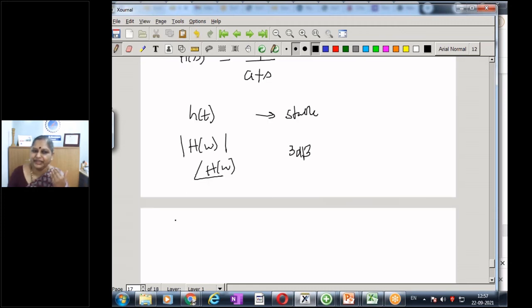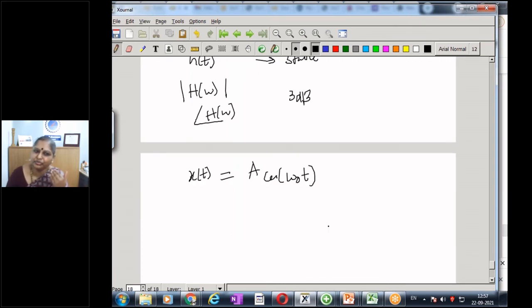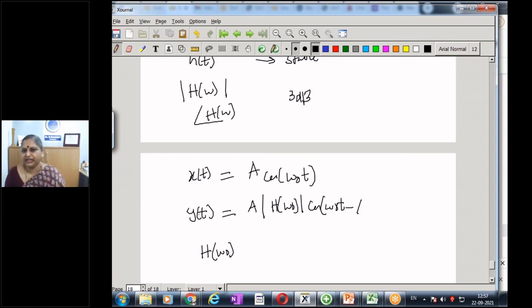We are applying the theory and giving an input. I'm giving my input x of t as, say, A cos omega naught t, and then how do I get the output? All that I have to do is compute y of t. I first compute H of omega at omega naught, and then I multiply A by the magnitude of H of omega naught, times cos omega naught t, and there is going to be a phase delay. And how much is the delay? It is the phase of H of omega naught.